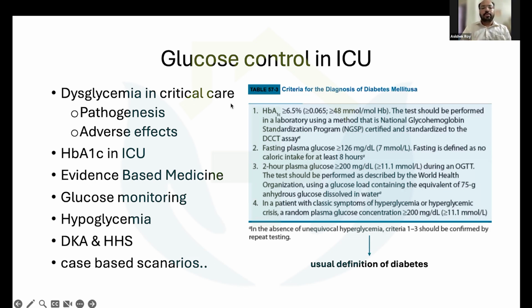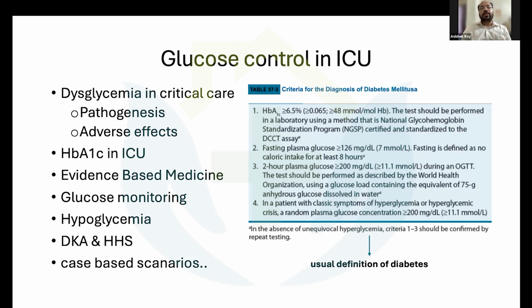Next, we'll discuss the use of HbA1c and the evidence supporting what we are telling. What are the glucose monitoring practices in ICU? Management of diabetic emergencies, namely hypoglycemia, DKA, and HHS, and some question answers.